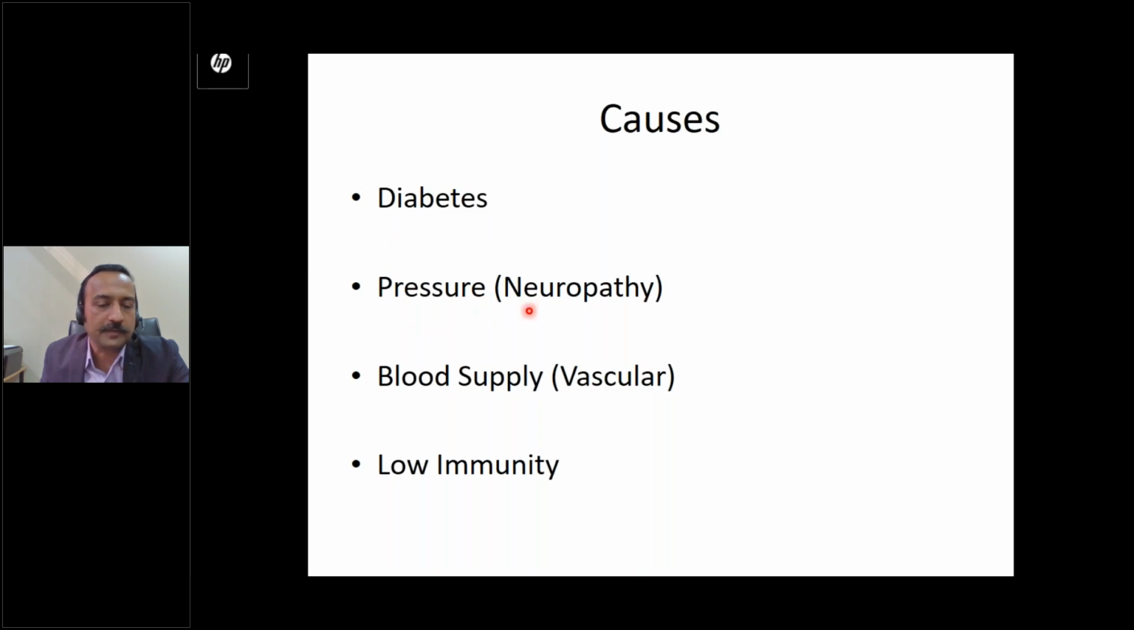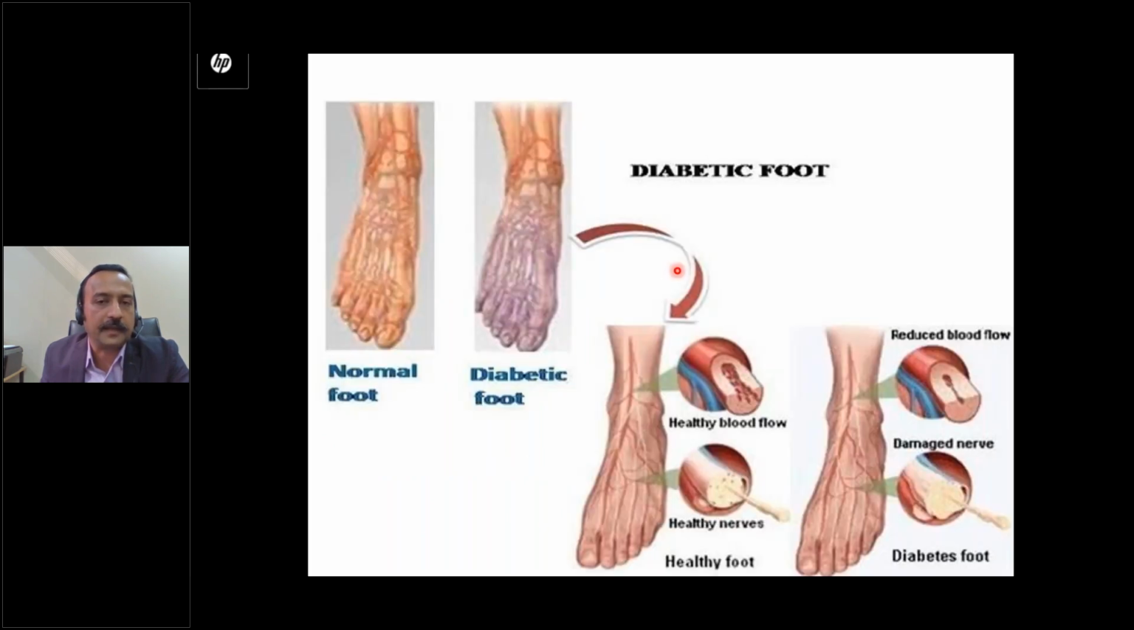You can have a pressure problem, a neuropathy, a blood supply issue, venous or arterial, or low immunity. Out of these, diabetes is the most common. So chronic wounds and diabetics. Just a quick recap of why diabetics are prone. Usually these wounds will be on the foot and ankle area or the leg, the lower limb. The majority are on the foot area.